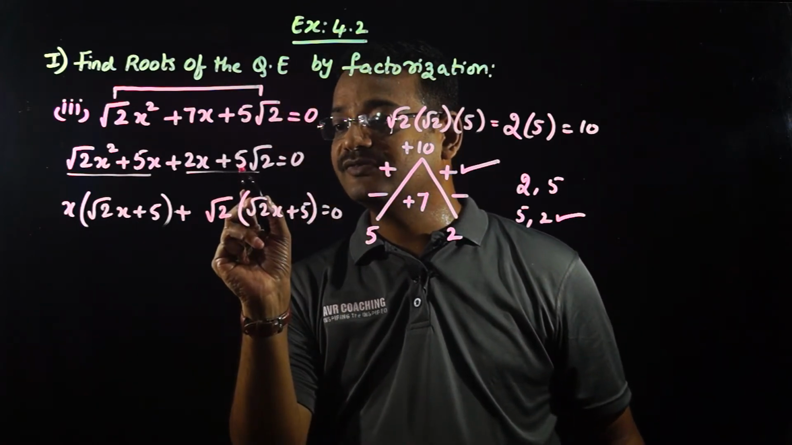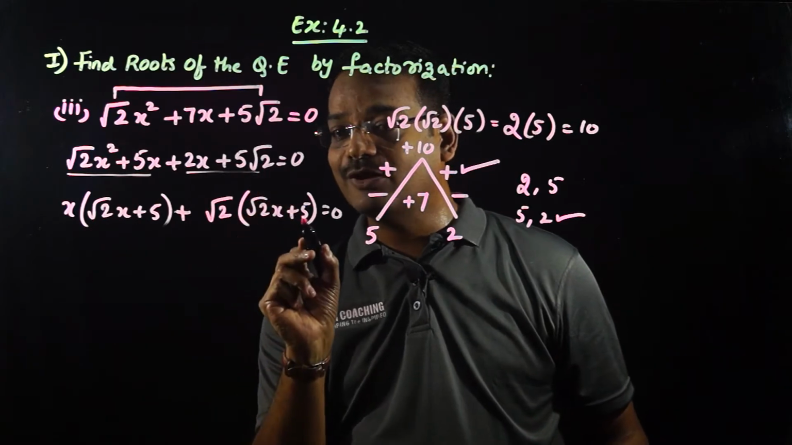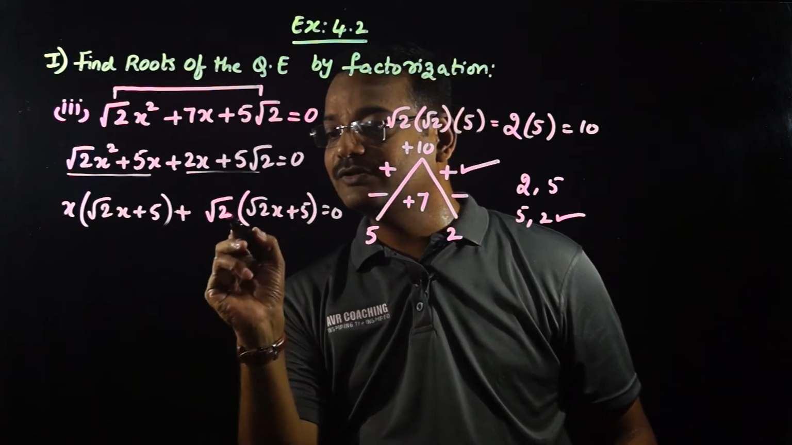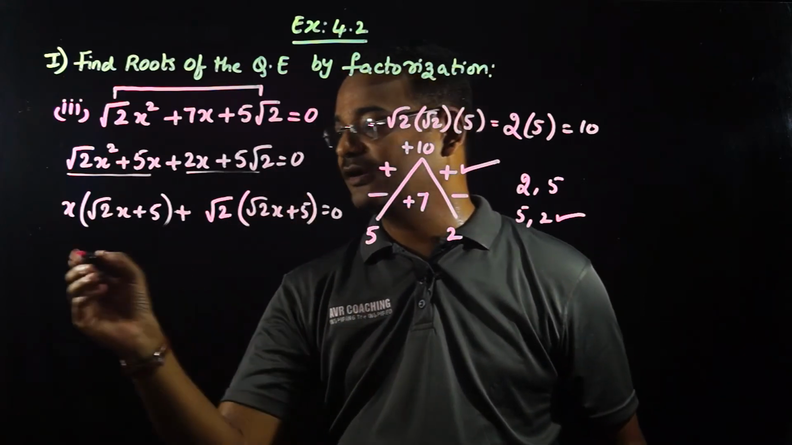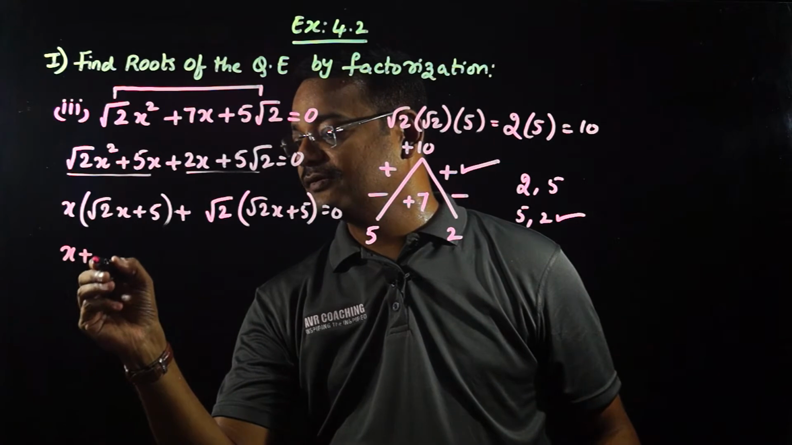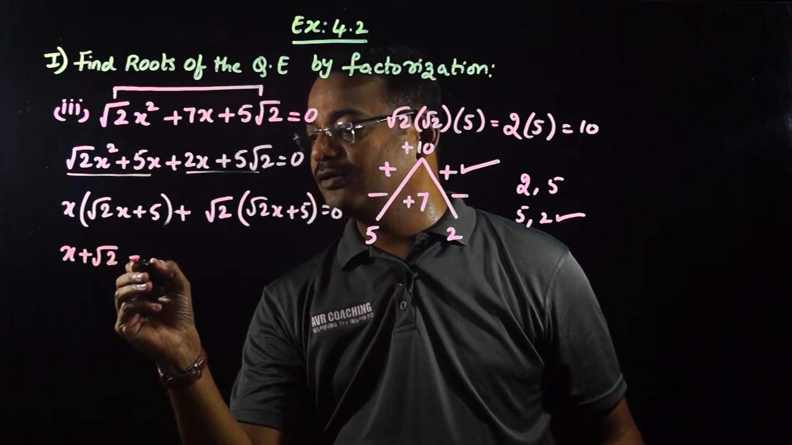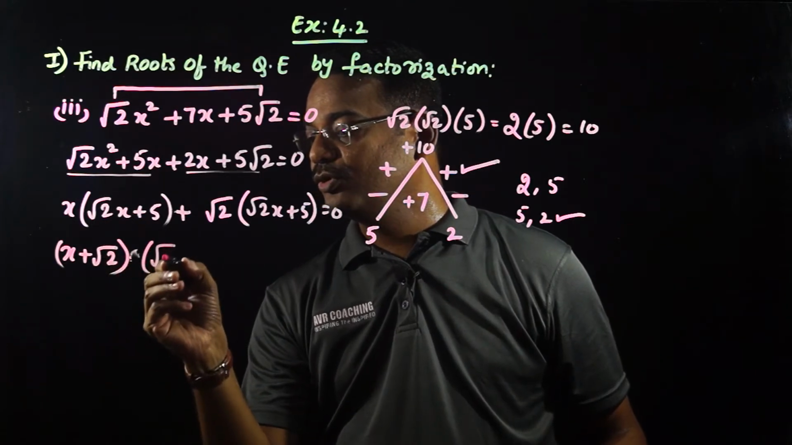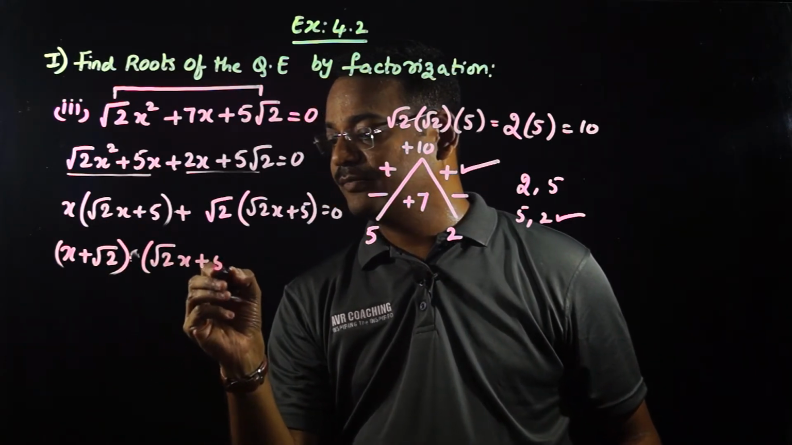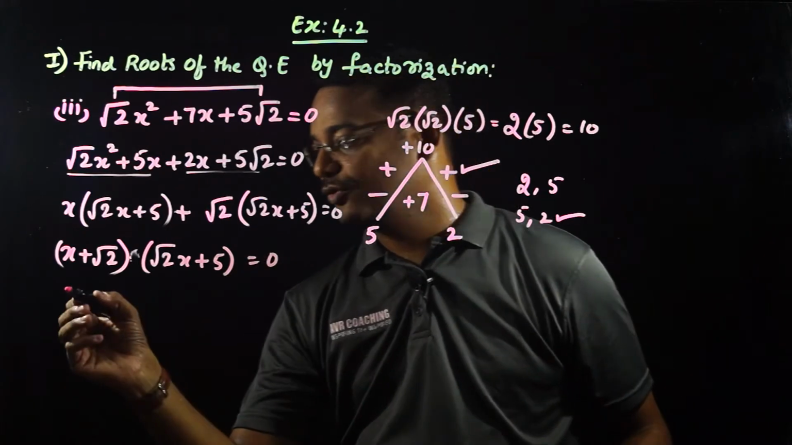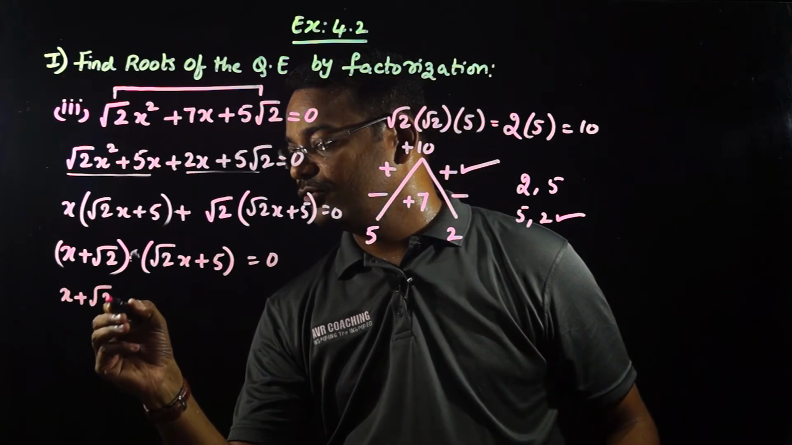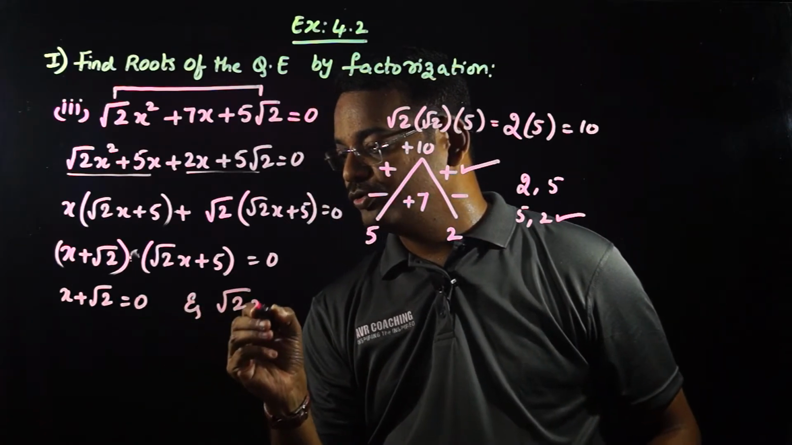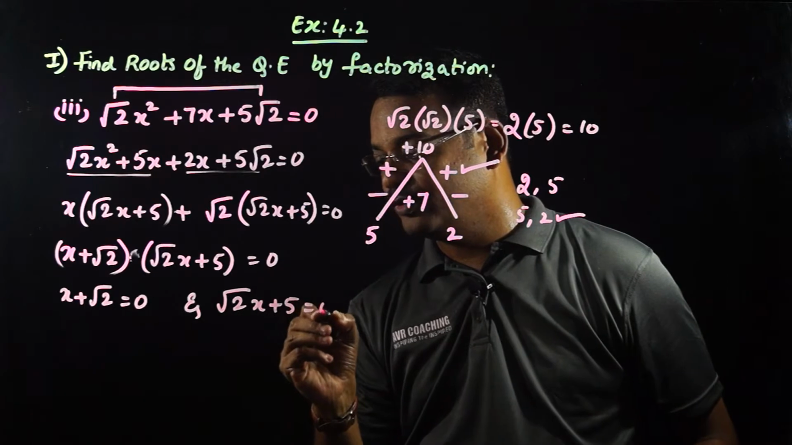The second term is 5 root 2. Out of 5 root 2 we already have 5 inside the bracket, so we are only left with root 2. Root 2 will come outside the bracket. So this is x plus root 2 into root 2x plus 5 equal to 0. This is x plus root 2 equal to 0 and root 2x plus 5 equal to 0.